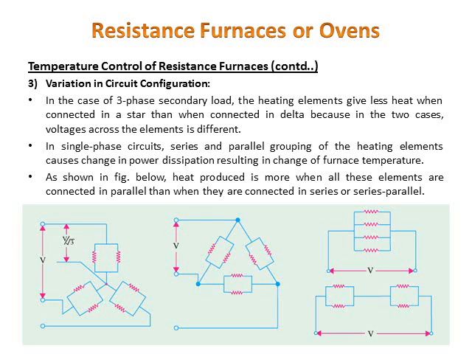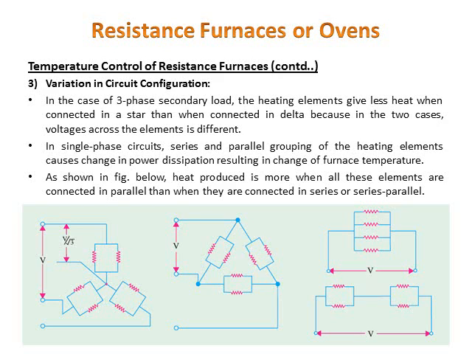So initially here we can see, when the elements are connected in star, the voltage per phase is V by root 3. Whereas when the elements are connected in delta, then the phase voltage will be V. So when there is less voltage, there is less heat produced, and when there is more voltage, in the case of delta, there is more heat produced by the elements. So this is one more method of heat variation.